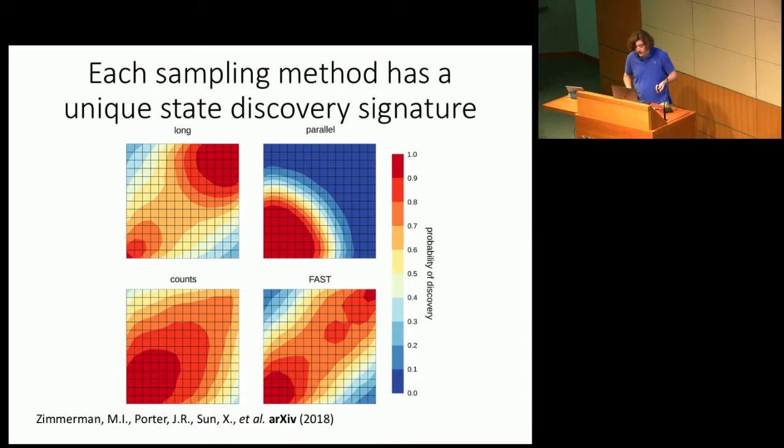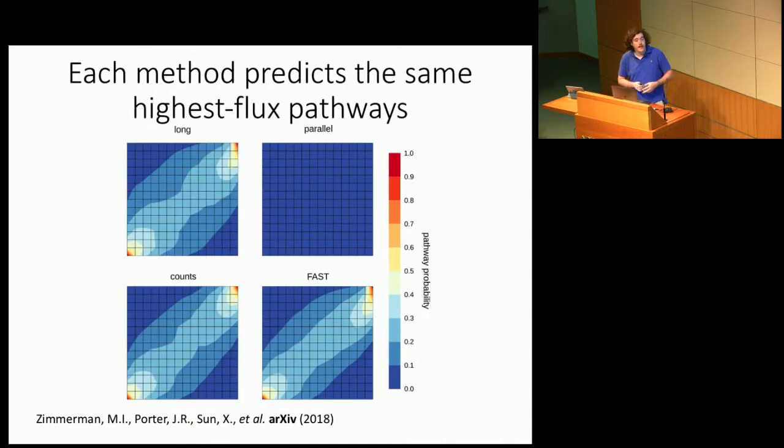Now, this is just the probability of discovering states. Since each of these simulations is in local equilibrium, their estimates of transition probabilities are unbiased. And if we look at the probability that each state is predicted to be on pathway from the start to the target, they all predict the same pathways on this landscape. So this is nice for a very simple folding funnel where the highest flux pathway is kind of a direct line from the start to the target. We want to see how well adaptive sampling and FAST can actually navigate around barriers.